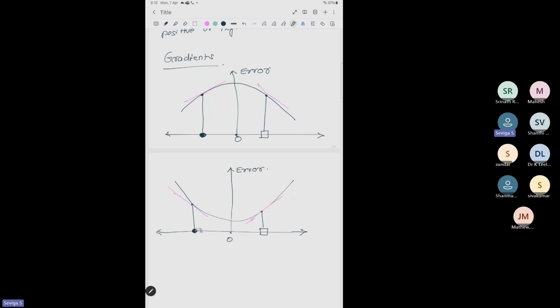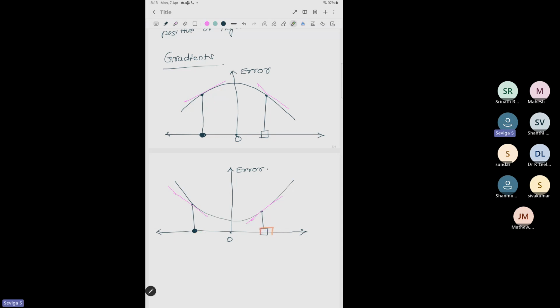Now we keep the weights here. Look at the gradient. Here it has a positive slope. If I move towards the left, the error is going to increase. If I move towards the right, the error is going to decrease. But here, if I move towards the right, the error will increase. So for the same weight, there are different scenarios.